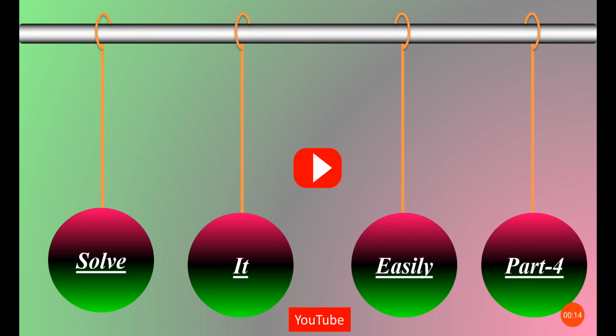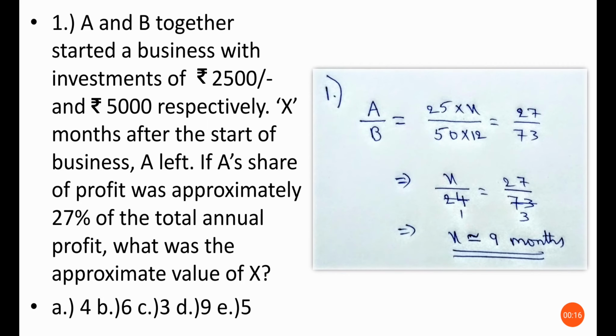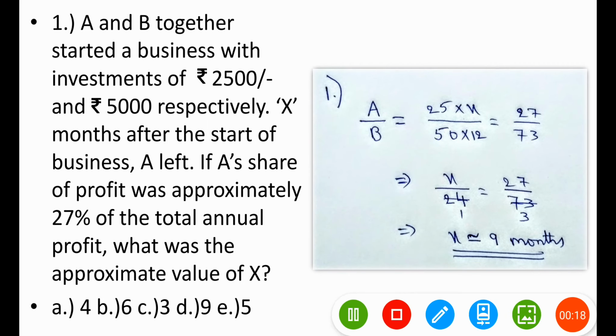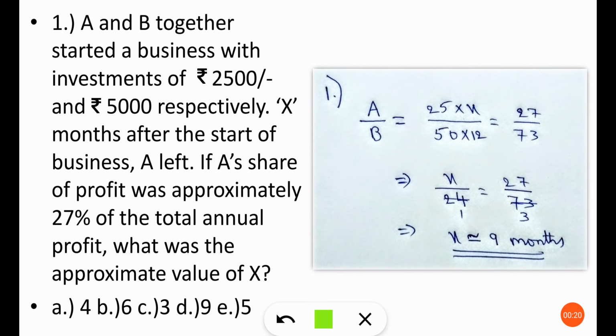So let's get started. The first question is: A and B together started a business with investments of rupees 2500 and 5000 respectively. X months after the start of business, A left. If A's share of profit was approximately 27% of the total annual profit, what was the approximate value of X? That's the question they asked.